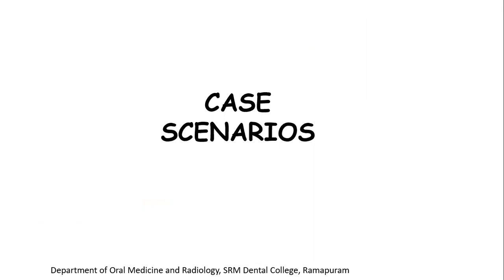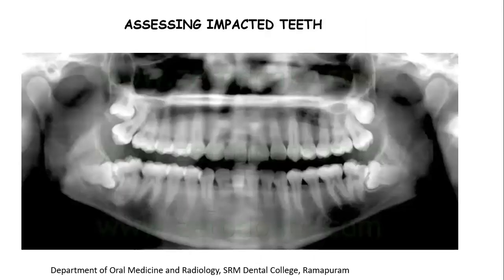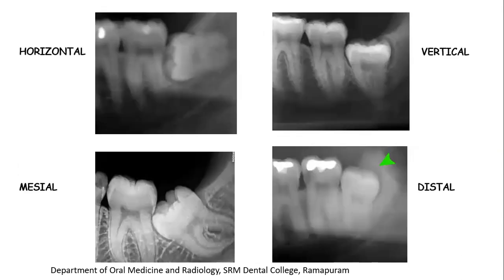So some of the case scenarios. OPGs are used for assessing impacted teeth. As you can see, all the 8s, 1-8, 2-8, 3-8, 4-8 appear impacted. So impactions again can be assessed whether they are horizontal, making a perpendicular to the long axis of the adjacent teeth, or parallel to the long axis of the adjacent teeth, which is called vertical impaction, or more inclined mesially or distally.